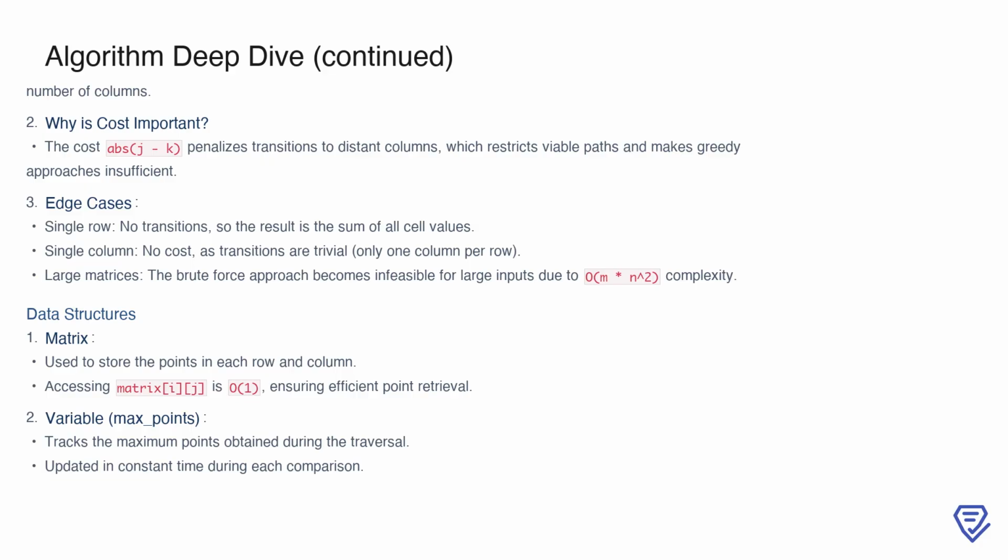To implement the brute force method, we rely on a few basic data structures: the matrix itself, which allows constant time access to any cell's point value, and the max_points variable, which is updated in constant time during each comparison.